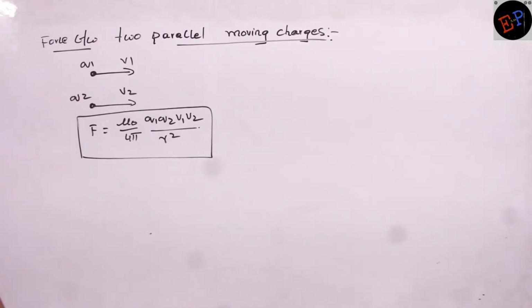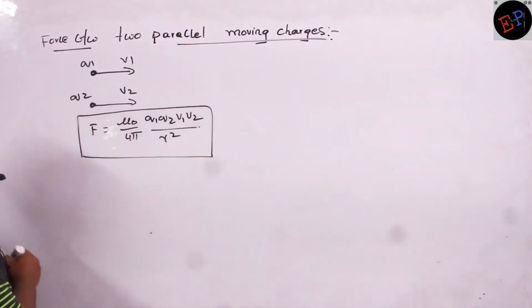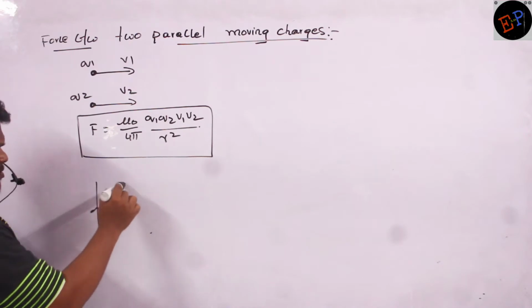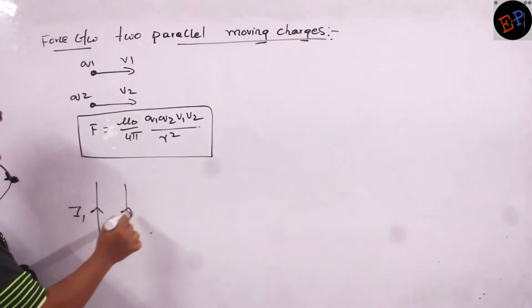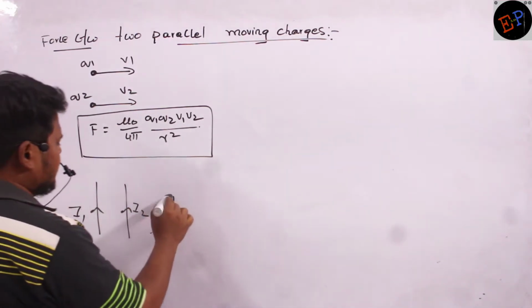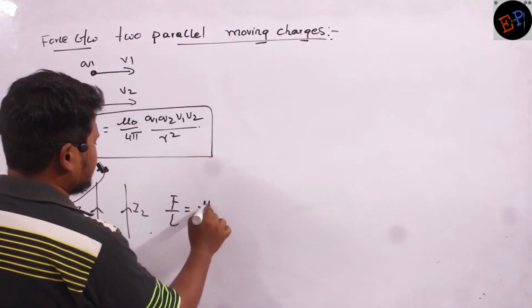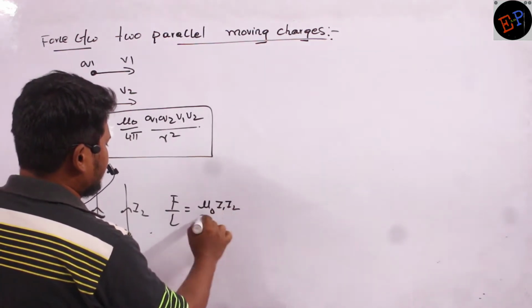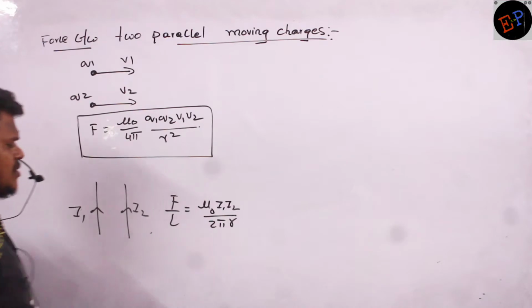See, ma'am. Now, previously we have taken two conductors. This is one conductor, this is another conductor, this is I1 current, this is I2 current. Then force per unit length is equal to mu naught I1 I2 divided by 2 pi R. This was the equation which we have derived.